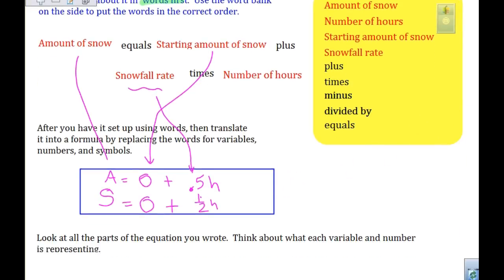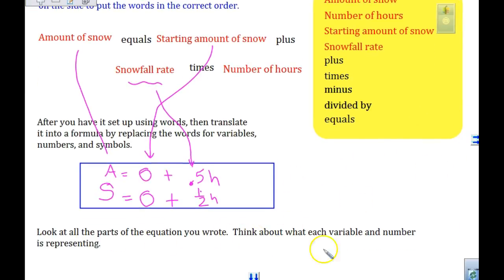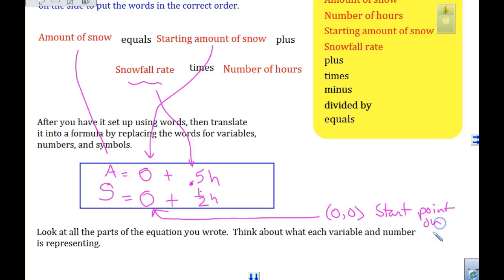So when we look at this equation, think about the variables and the numbers that they represent. This was our point, a special one right here. This number right here was our start point. It was 0, 0. That's where our graph started. Start point on graph. Please put that down.